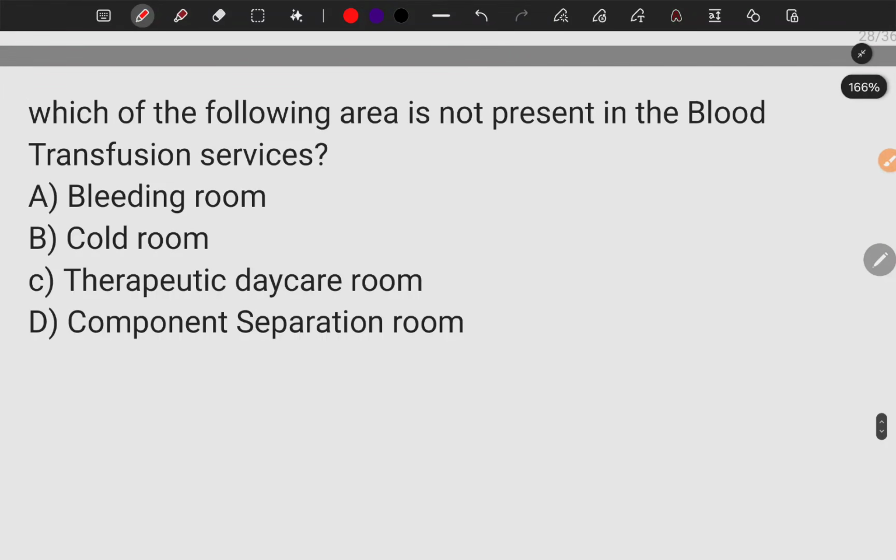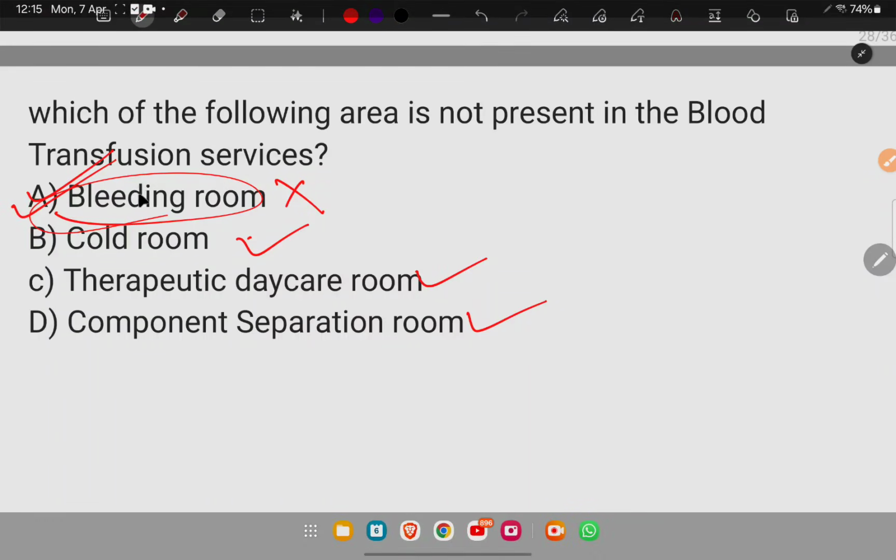Which of the following areas is not present in the blood transfusion services? In the blood transfusion services there is a bleeding room, cold room, therapeutic daycare room and component separation room. So all these 3 rooms are present, but this room is not present. So this is the answer.